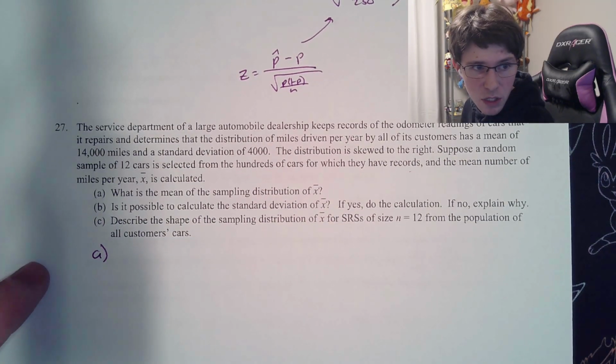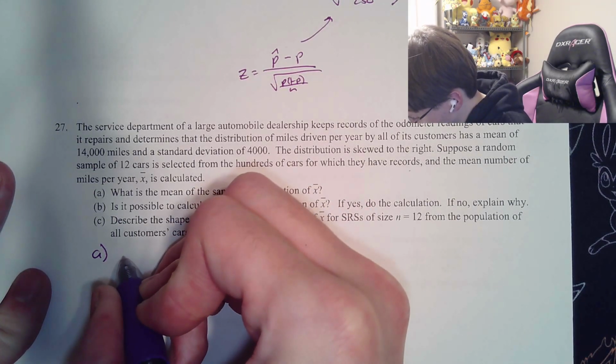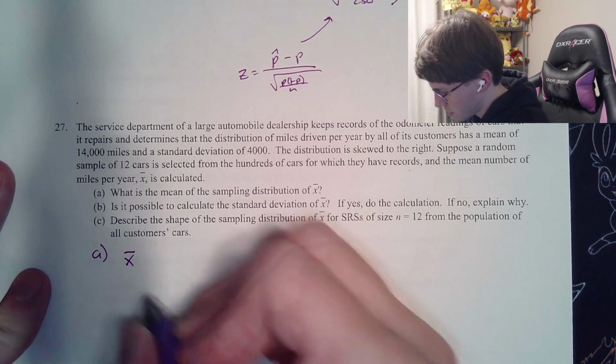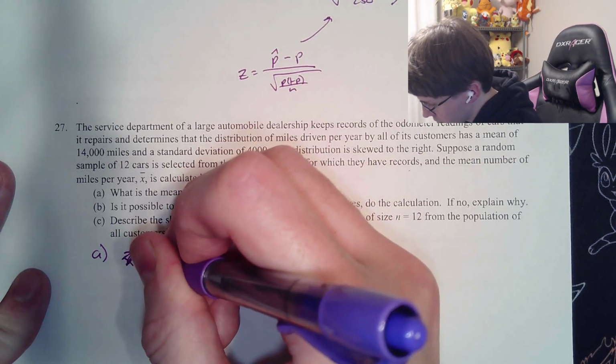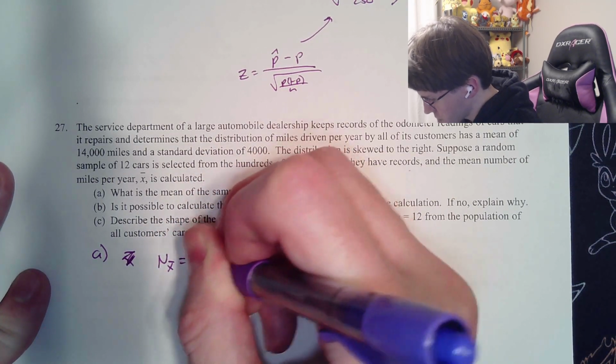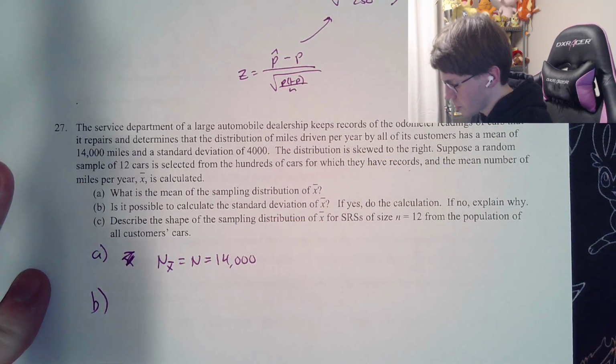The mean of the sampling distribution, regardless of the original shape, is always equal to the mean of the original. So the average of the sampling distribution is equal to the actual average, which is equal to 14,000 miles. If you want to write the miles, you can.